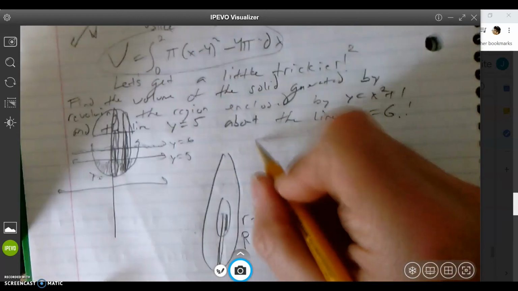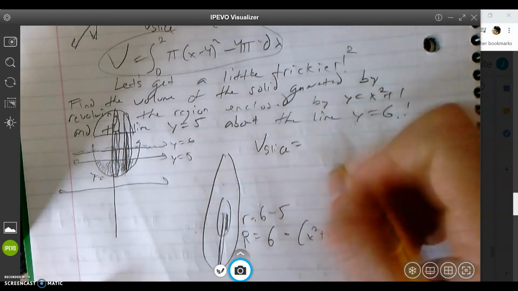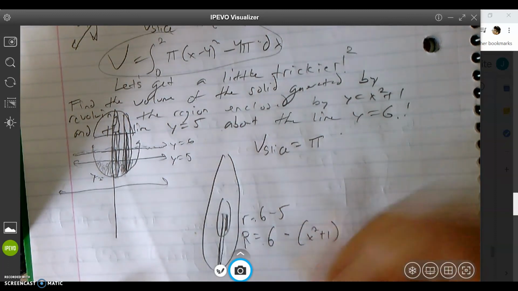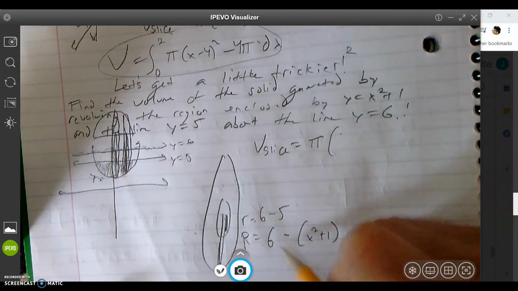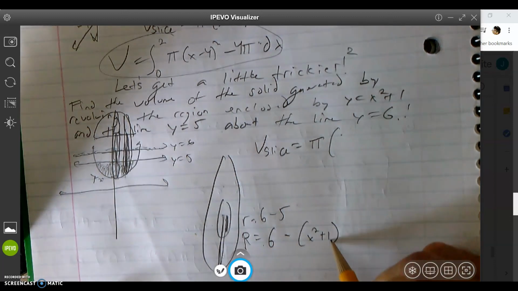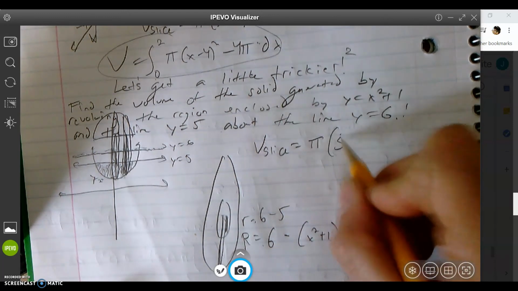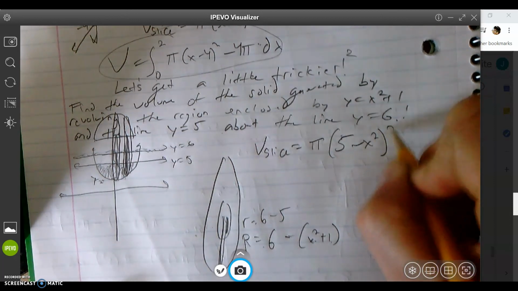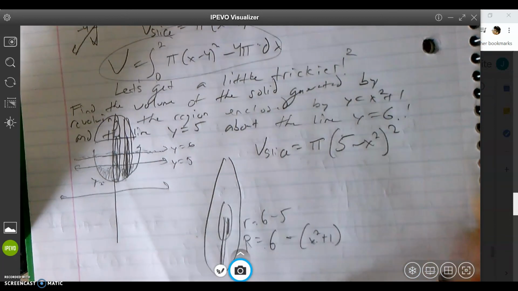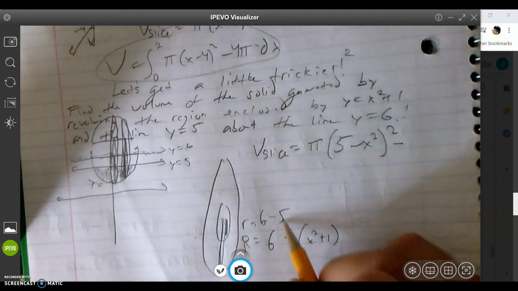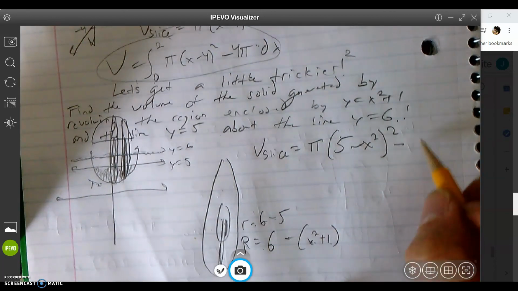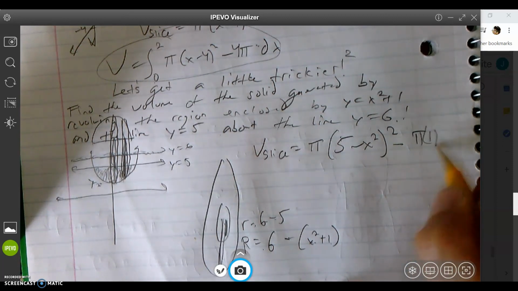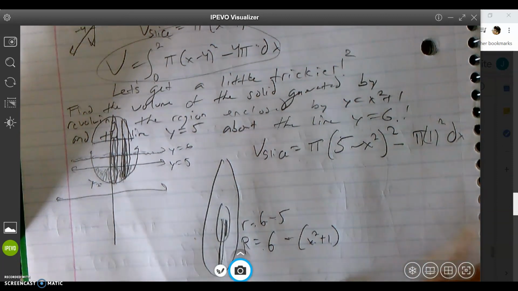All right, so let's set it up. The volume of a slice is going to be pi, big circle squared, so that's 6 minus 1, which is 5, and this is minus x squared. You want to get fancy, squared. Minus 6 minus 5 is 1, minus 1 pi times 1 squared dx.